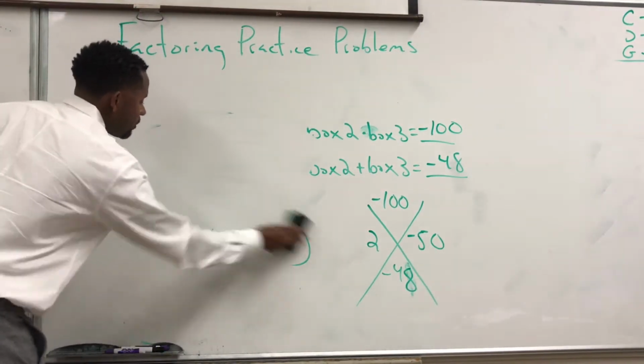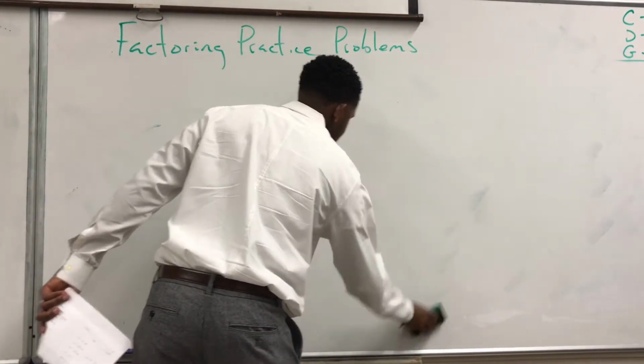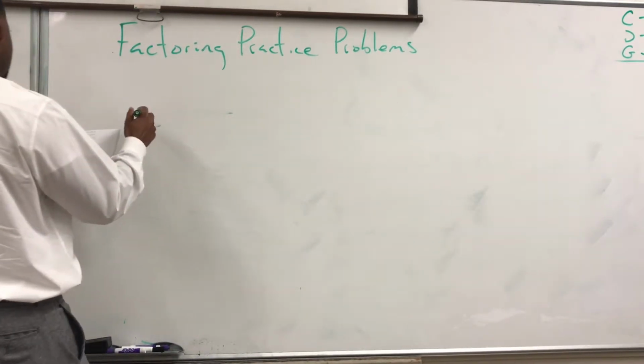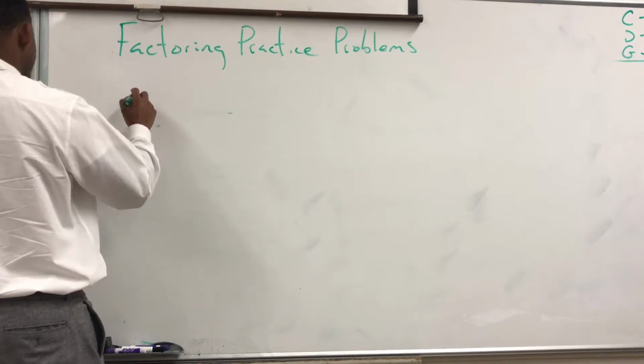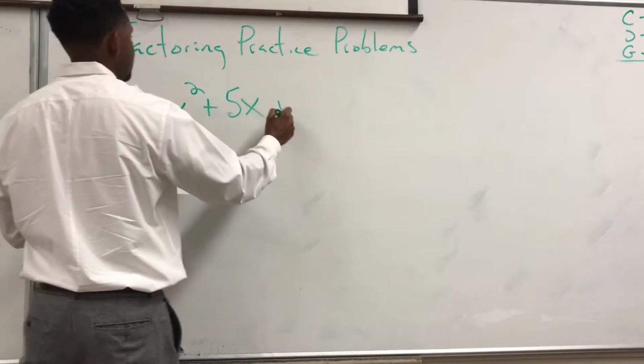All right. Only one more problem. Guys are holding it down for me. Let's go, let's go, let's go. Did we do a 5 last time? Let's do a 2. 2x squared plus 5x plus 2.